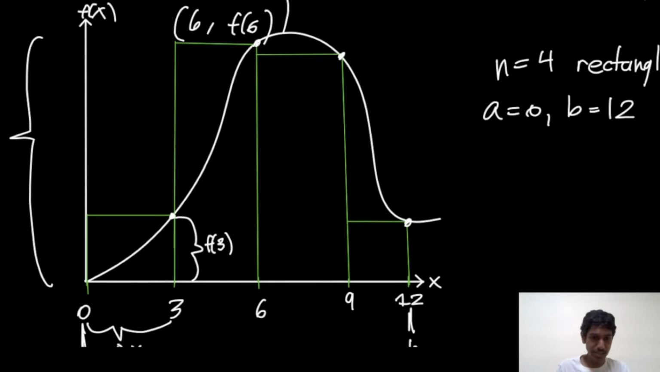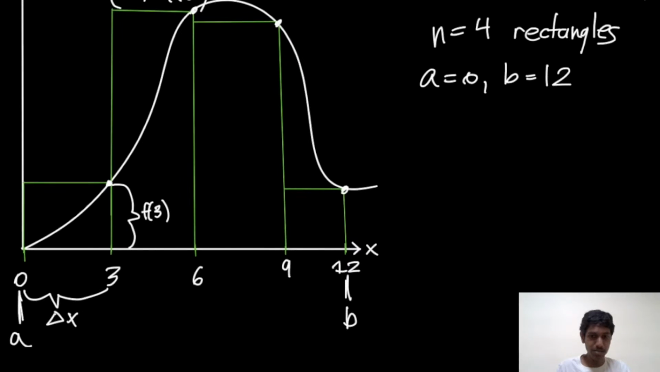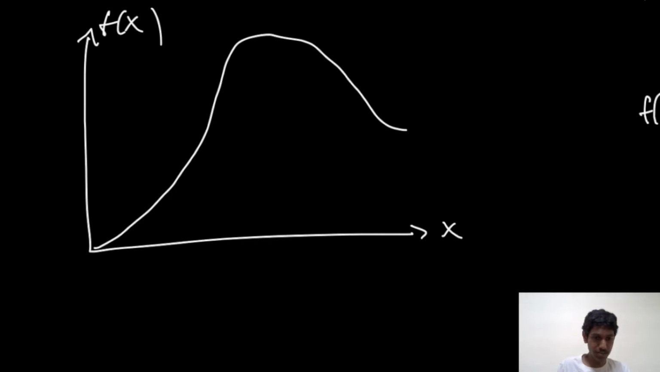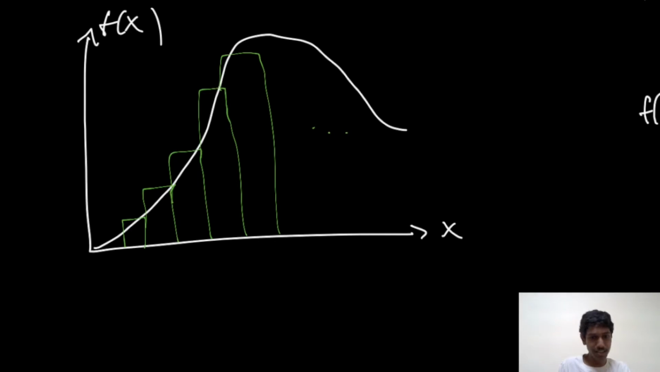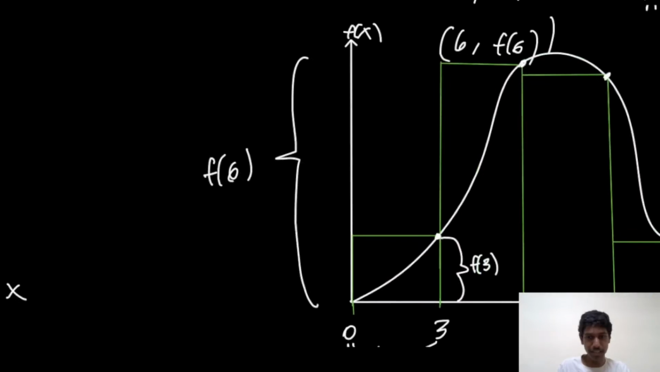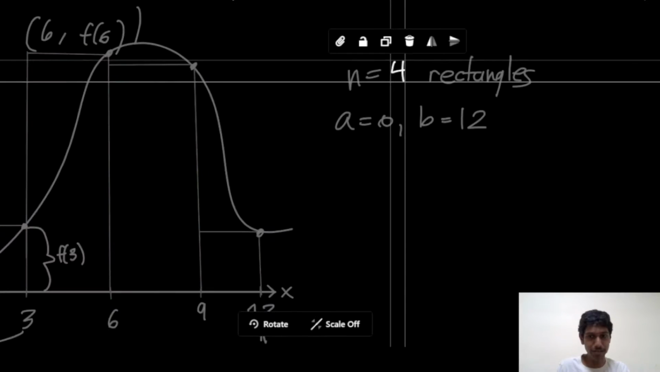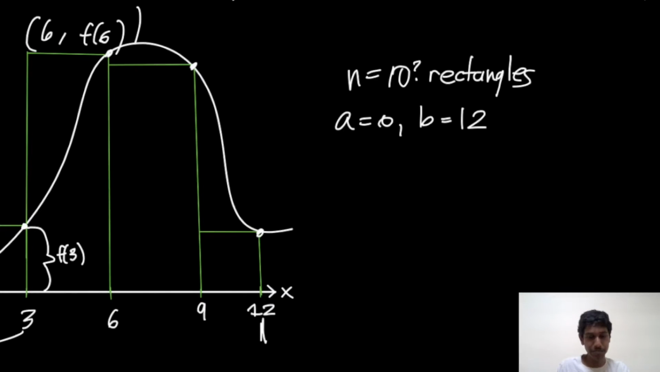Well, we'd have more rectangles, right? Maybe I'll draw a rough sketch of f again, and it looks something like this. If we had more rectangles, then for example our rectangles might look something like this. We get even more rectangles, and so on, and you can see that this is better than what we have over here. So now the question is, what if we made n, for example, 10? How would we do that?